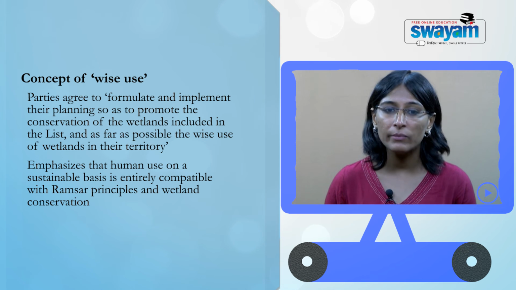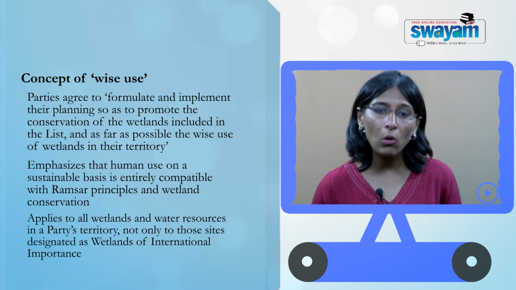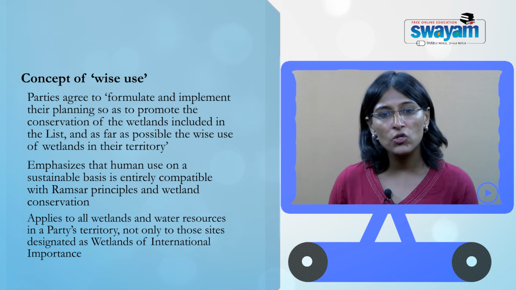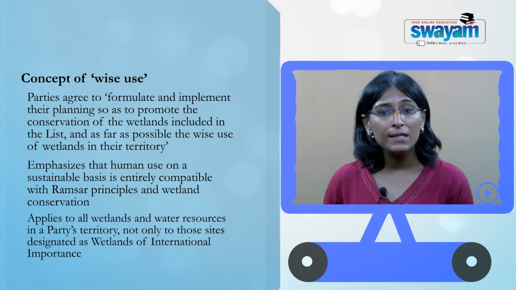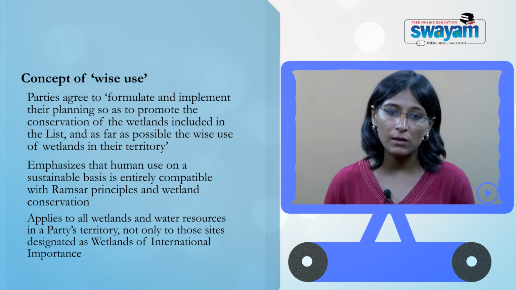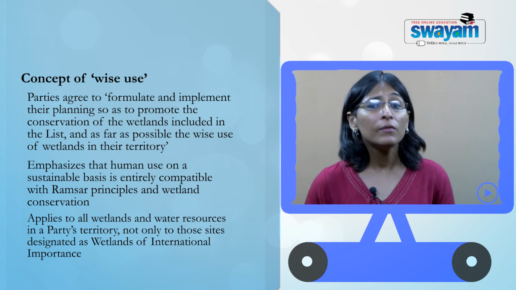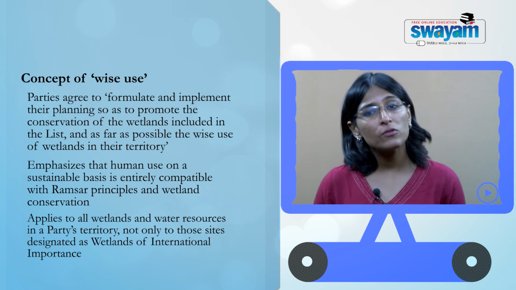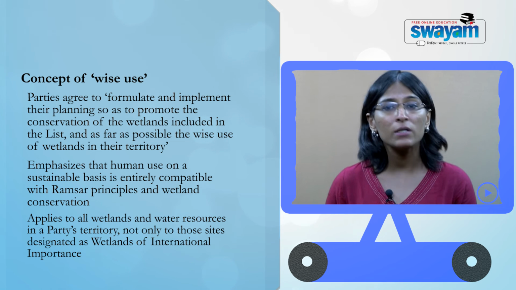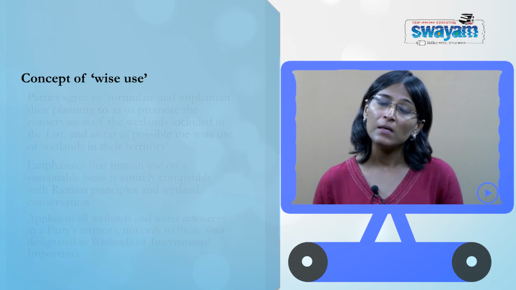This emphasizes that human use of wetlands on a sustainable basis is entirely compatible with the Ramsar principles and with wetland conservation. It applies to all wetlands and water resources in a party's territory, not only to those sites designated as wetlands of international importance under the convention, but the requirement of the state is restricted to being as far as possible. It's not an absolute requirement.